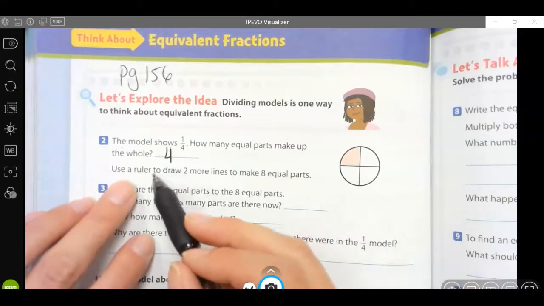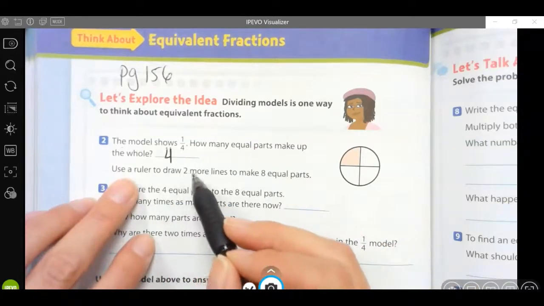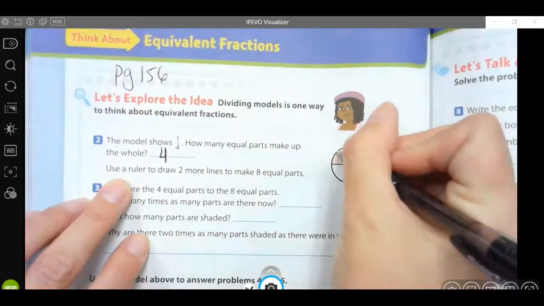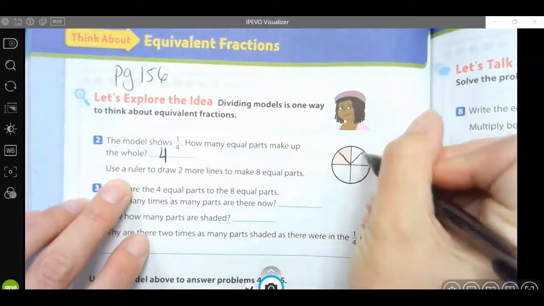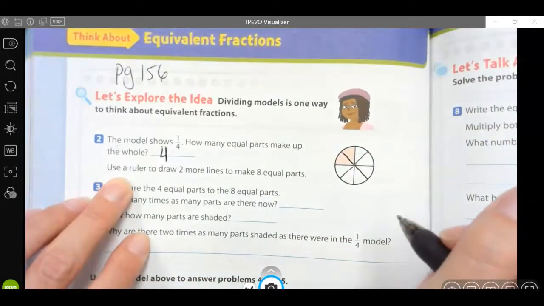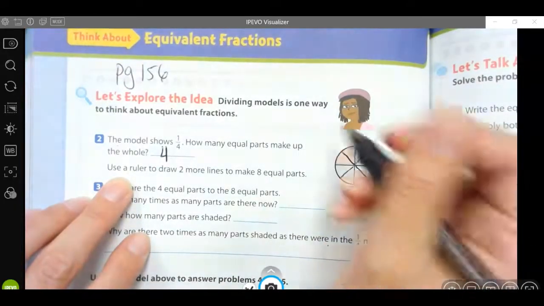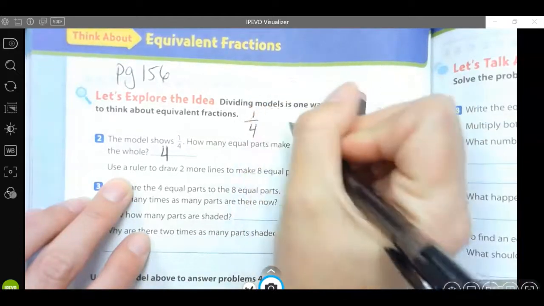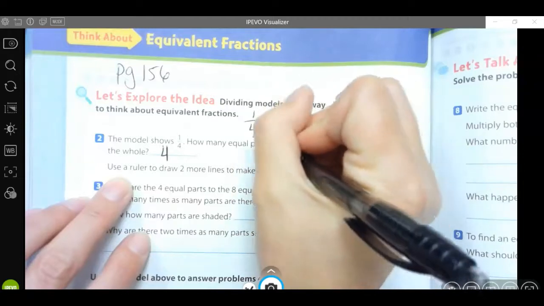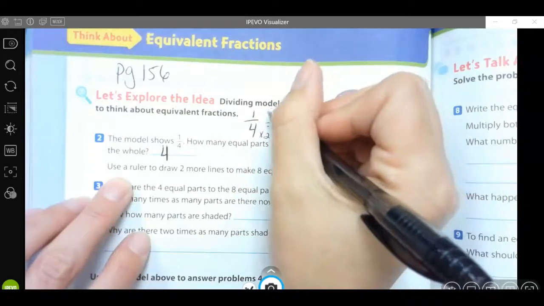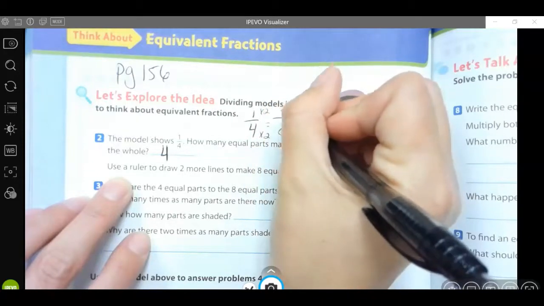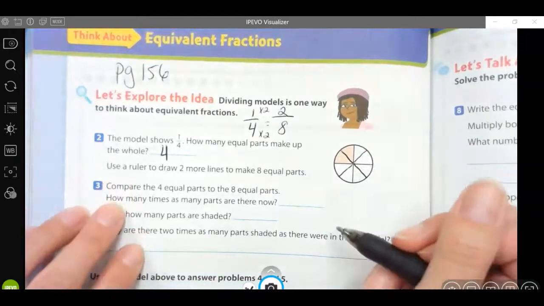It says then use a ruler to draw 2 more lines to make 8 equal parts. So what you would do is draw a line carefully to make 8 equal parts. So if I wanted to find an equal fraction to 1/4 that has a denominator of 8, we know to go from 4 to 8 we multiply by 2. So whatever you do to the bottom, you do to the top. So an equal fraction to 1/4 would be 2/8, which is exactly what we drew.